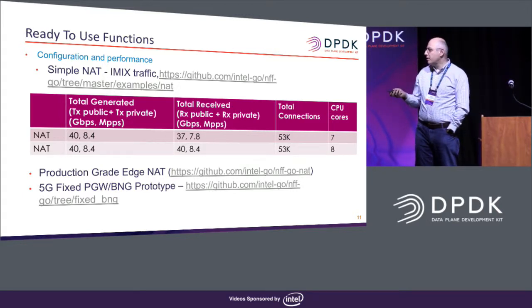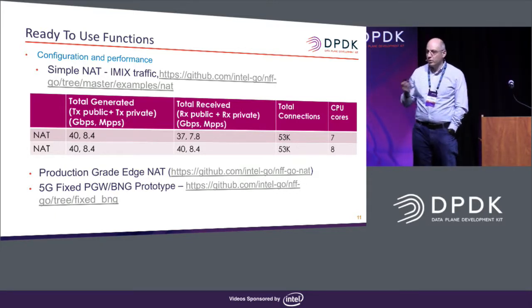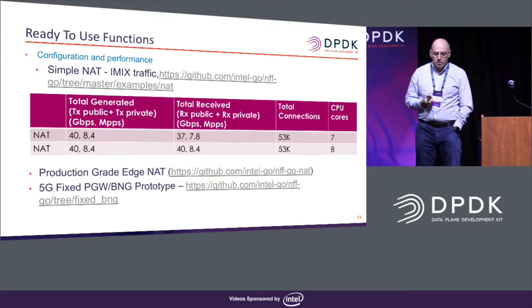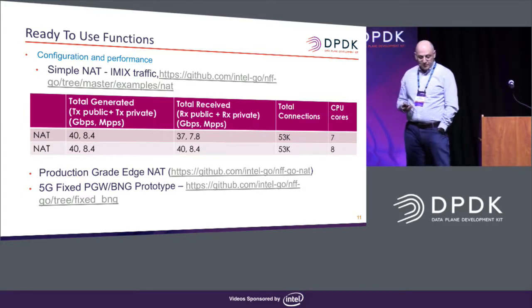Another example is a production-grade edge NAT, which is used in the production system of one of our customers. It is a little bit different. It supports IPv6, and the control plane for this function is written using gRPC. That was one of the requirements. Everything is open source. You can go try it. It's a fully fledged NAT for cloud, for edge cloud.